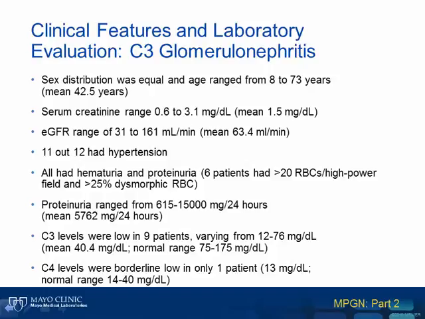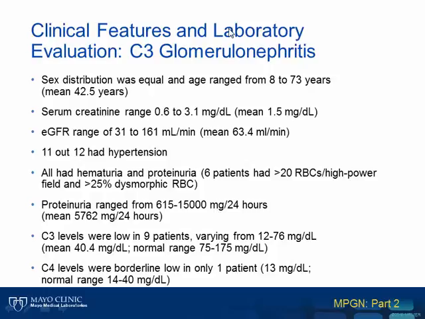And you'll see over here young patients and children from the age of 8 to 73. Older patients from the age of 73 can get it, with a mean of 42. Both males and females are affected. Most patients will present with a rise in creatinine, meaning they have renal failure. Most patients have hypertension. Most patients will have hematuria and proteinuria. Sometimes the proteinuria can be fairly severe. We've seen patients with even 15 grams of protein a day.